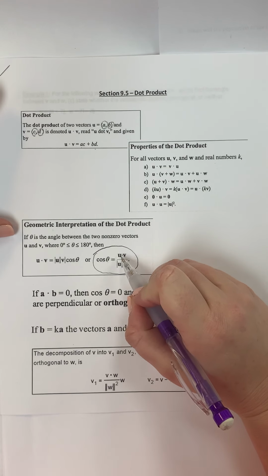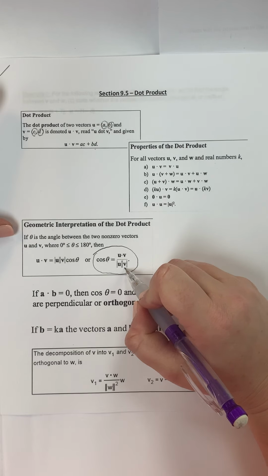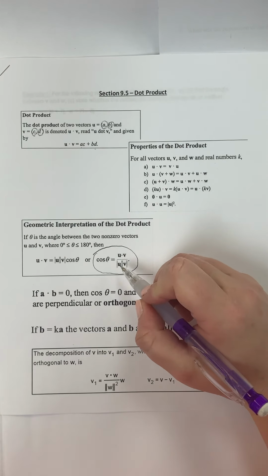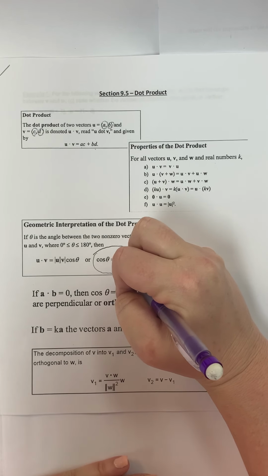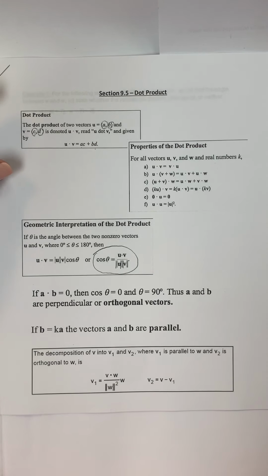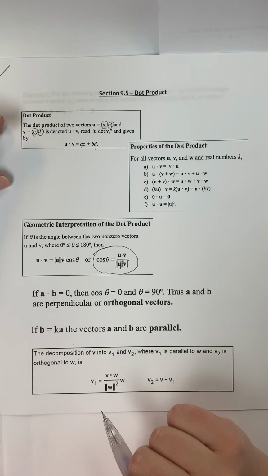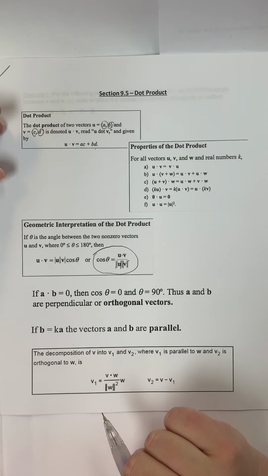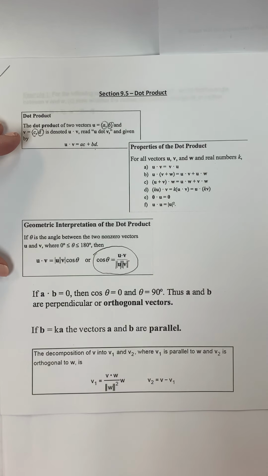The numerator is the dot product of the two vectors. The denominator is going to be the magnitude of each vector. So for some reason, each little magnitude there is missing a line on each side. So this is the magnitude of u multiplied by the magnitude of v. Okay? Same over here. Okay.